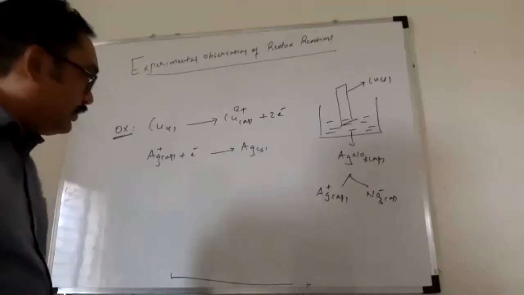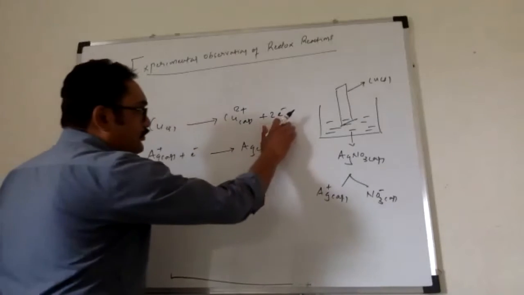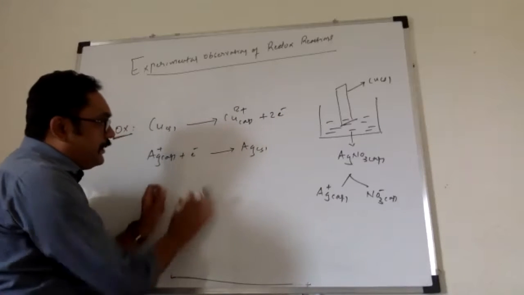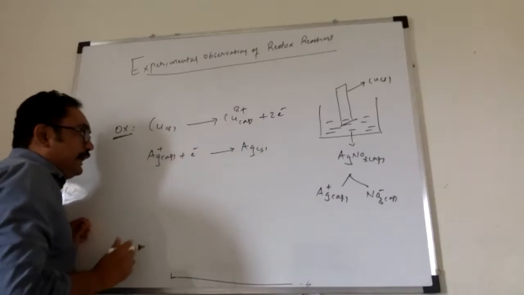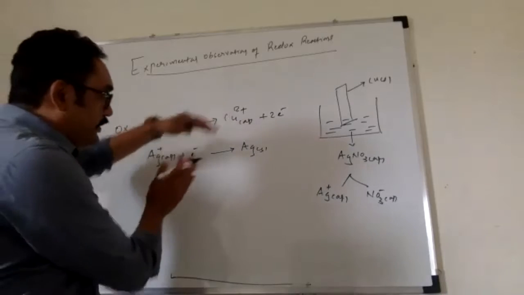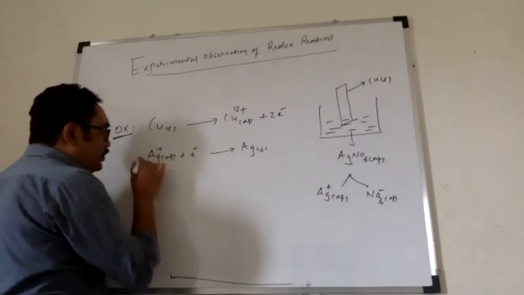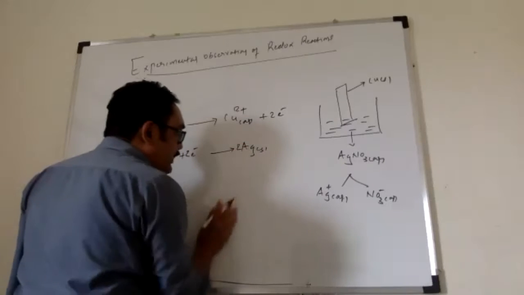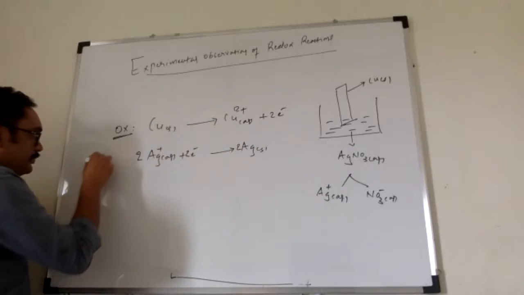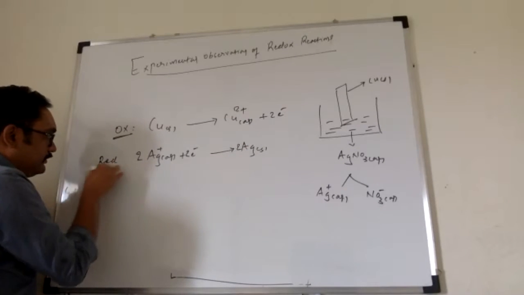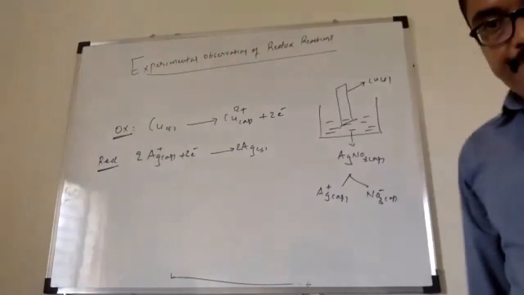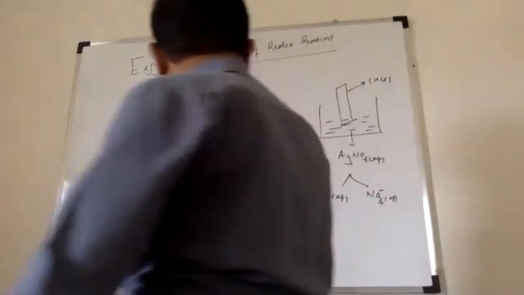We are balancing for 2 electrons. As there is a loss of 2 electrons, and as we are going to write the overall reaction, we can balance the number of electrons in both equations. This can be multiplied by 2. So write down 2 Ag+ plus 2 electrons gives 2 Ag. And this particular half is the reduction half, so there is an oxidation half and there is a reduction half.